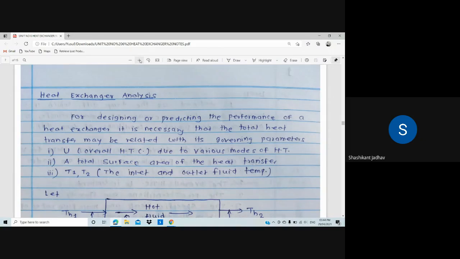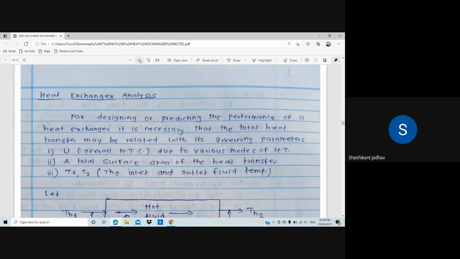So now write down the next point, that is heat exchanger analysis. Give the new heading, heat exchanger analysis. Our aim is to design any heat exchanger.